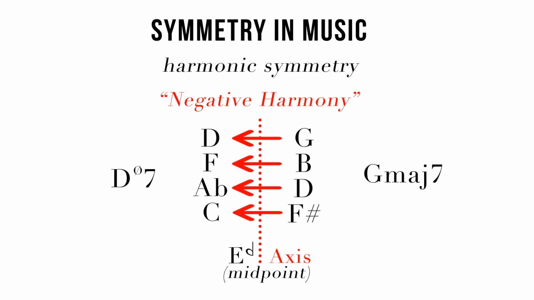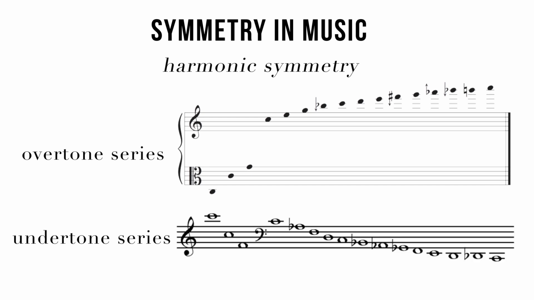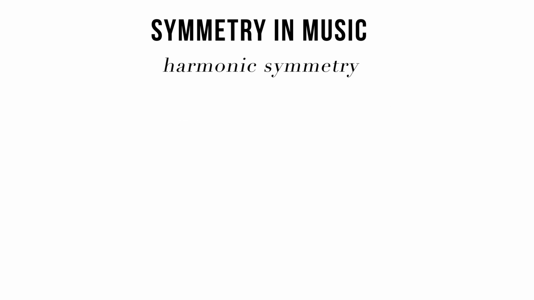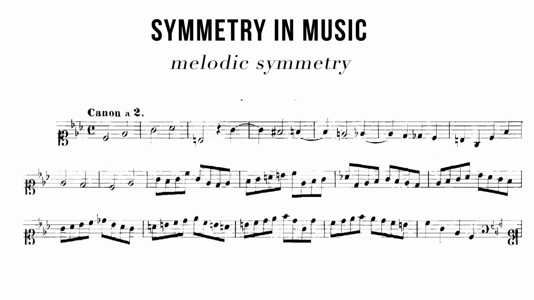In a similar way, we could see a symmetry between the naturally occurring overtone series and the more theoretical undertone series, or concepts developed by Harry Partch like O-tonality and U-tonality. Full melodies can be symmetrical, like this crab canon from Bach, which itself is a palindrome.